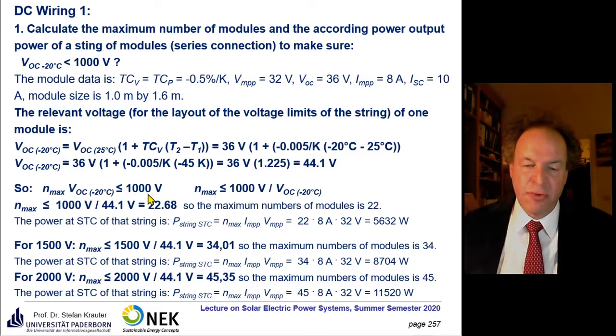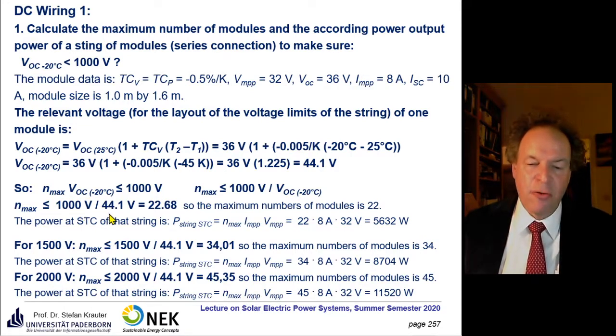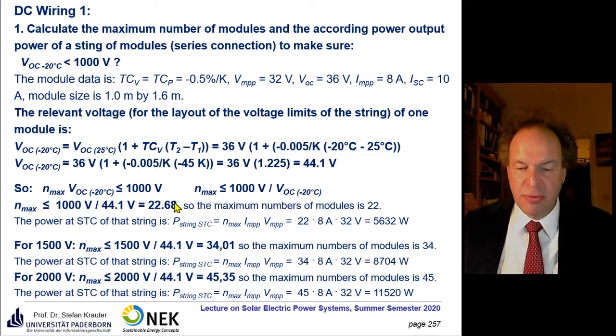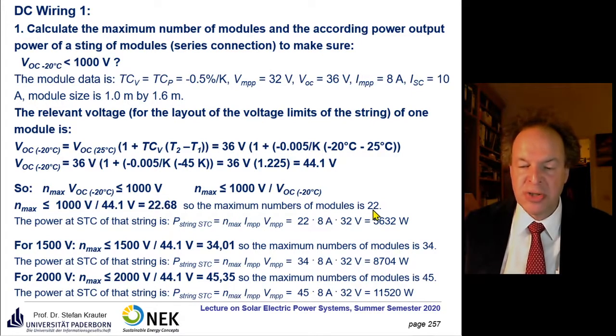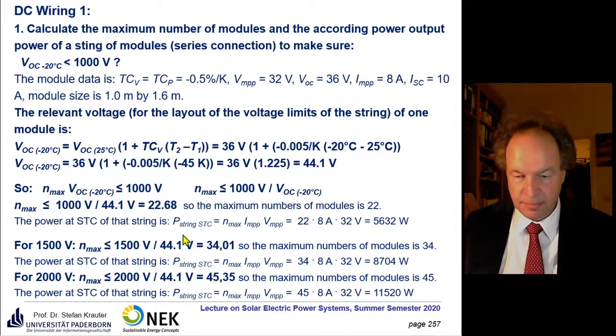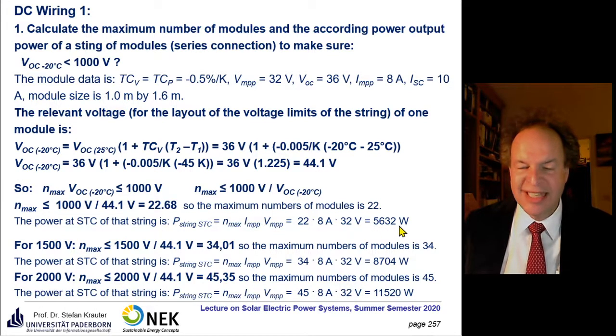So we have 1000 volts maximum. So we have to divide this 1000 volts by this 44.1 volts. The outcome is 22.68. So that's the maximum number of modules. While we only have full modules and we don't want to exceed 1000 volts, the maximum number of modules we can actually use is 22. For those 22 modules, so N max is 22, we have 22 times 8 amps times 32 volts. This is a power of 5.632 kilowatts.